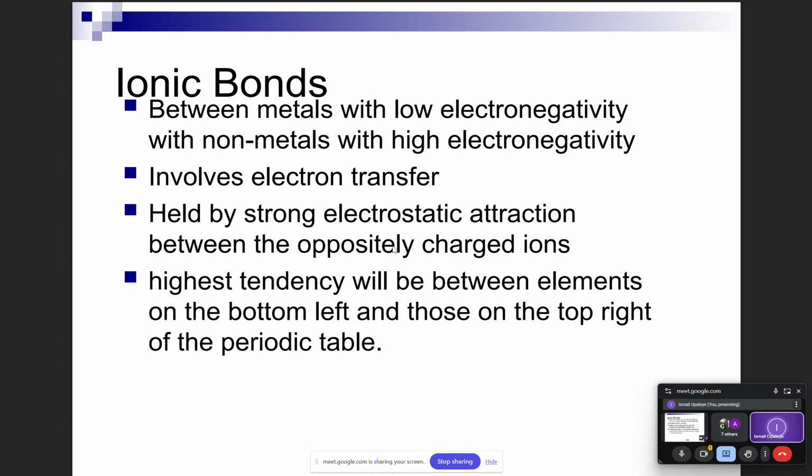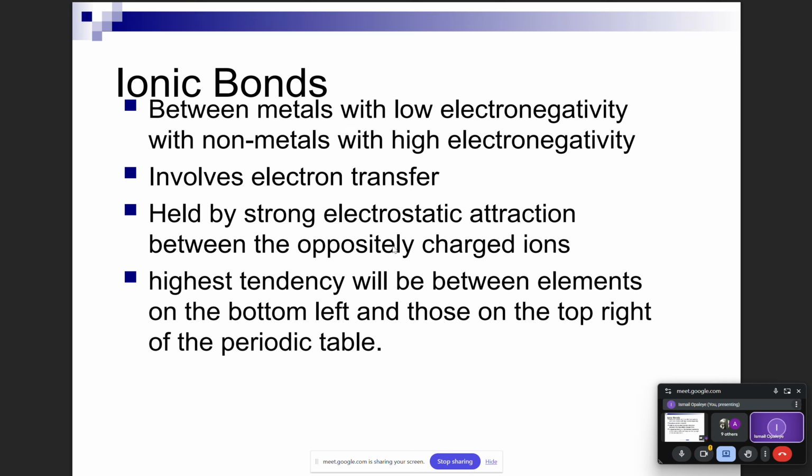So remember the periodic table, we mentioned that electronegativity increases as you move from left to right on the periodic table. When you're moving from left to right, electronegativity increases, right? But if you're moving from top to bottom, electronegativity decreases. When you move from left to right, you're moving from metals more to the non-metal side. So metals are considered to have low electronegativity.